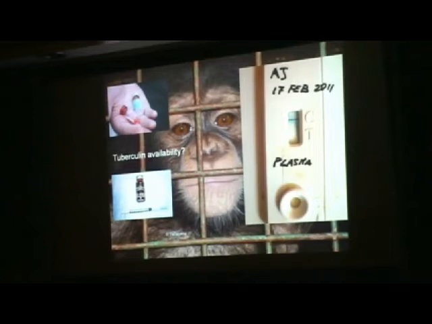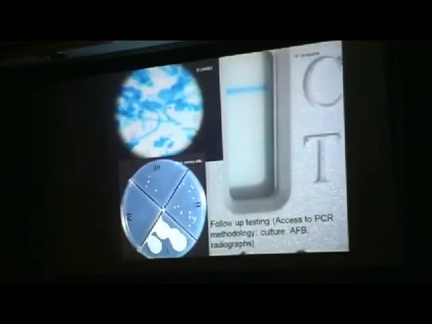This is the young chimp from Tacugama. I'm not sure how familiar you are with the STAT-PAK, but you basically put the diluent and serum sample on one end, wait 20 minutes, and the C is to make sure the test is working properly, and the T, you don't want a blue line next to the T, that's a positive test.